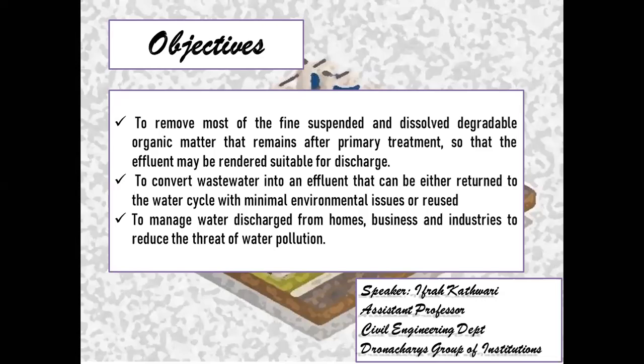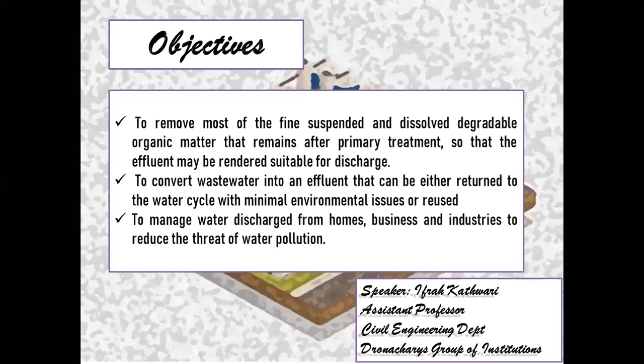After primary treatment, the fine suspended particles or the organic matter that is degradable and dissolved in wastewater remain. So in order to remove that organic matter, or we can say the fine suspended particles, we need to go for secondary and tertiary processes, which is the major objective of wastewater treatment. Okay, to remove these suspended particles.